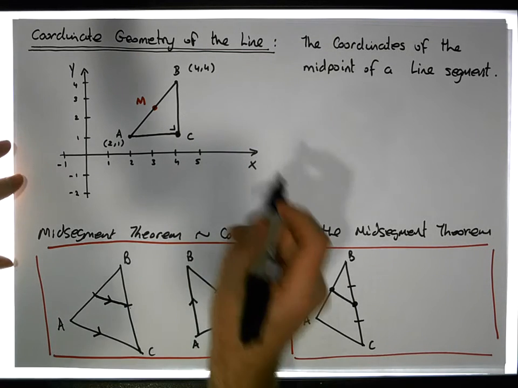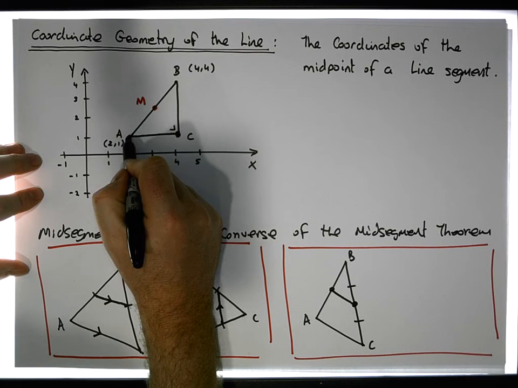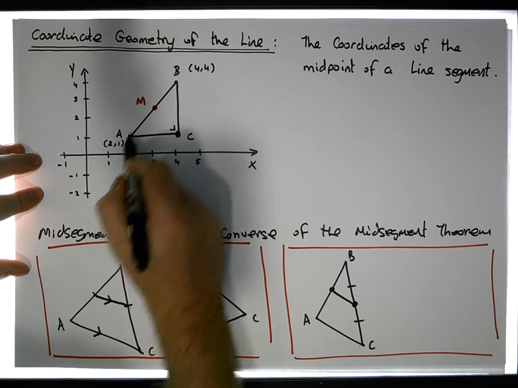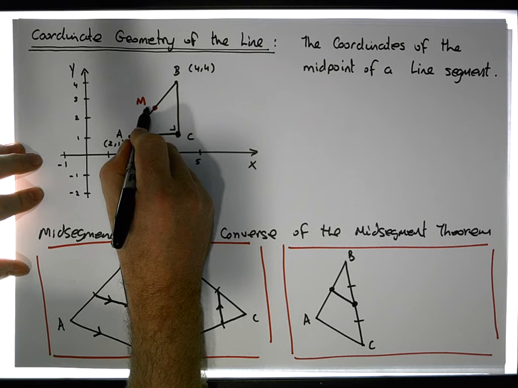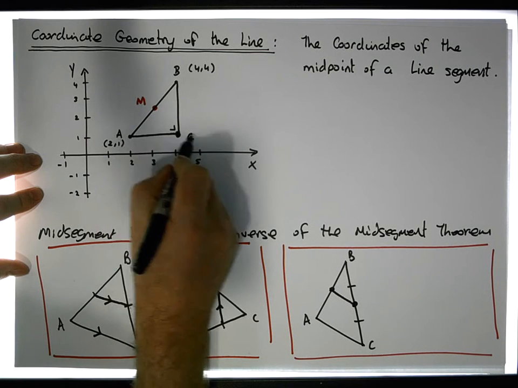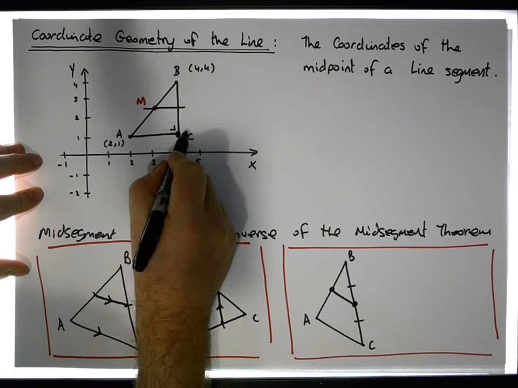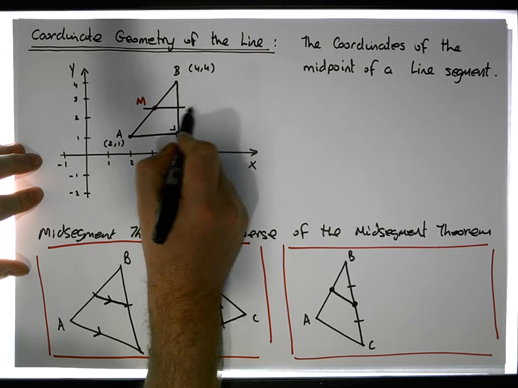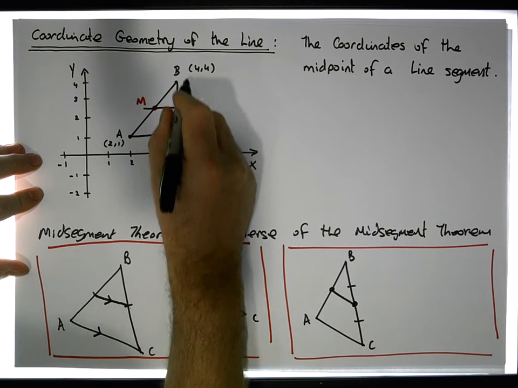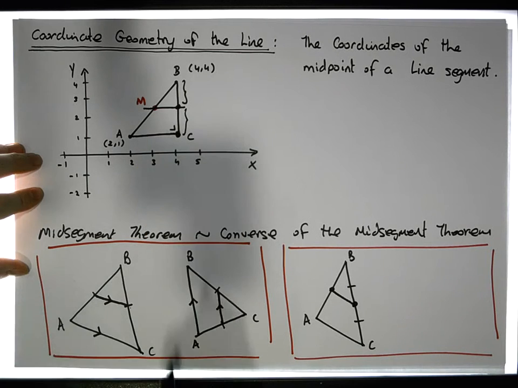And what we're going to do is extend a line through the midpoint. Let's assume M is the midpoint of this particular triangle here. We're going to extend the line through it, parallel to this third side AC. So we're going to extend the line through here, parallel to this third side. And what the mid-segment theorem tells us is that this line here will bisect this particular line here.